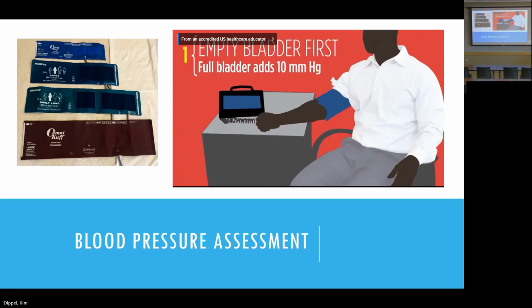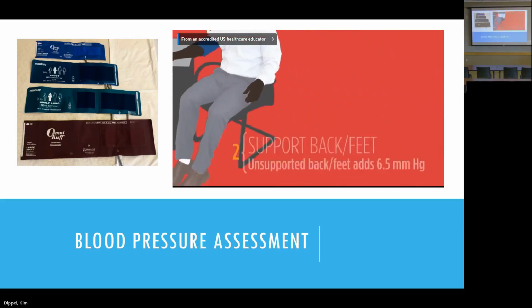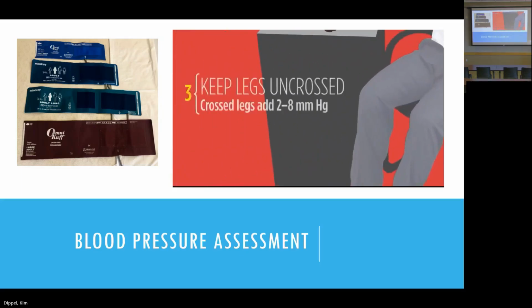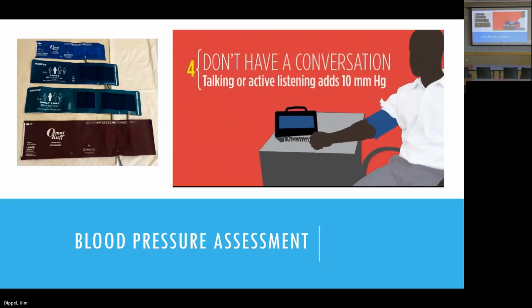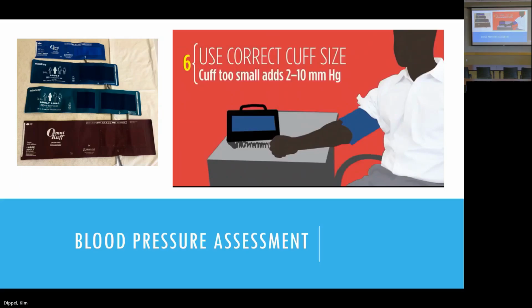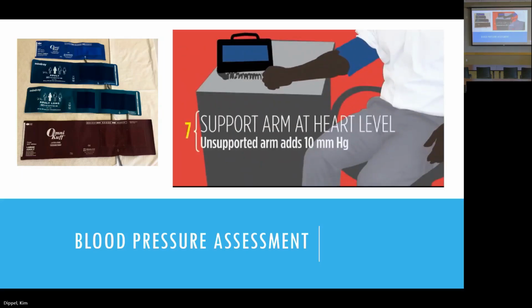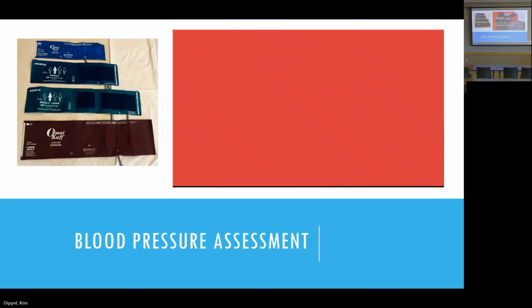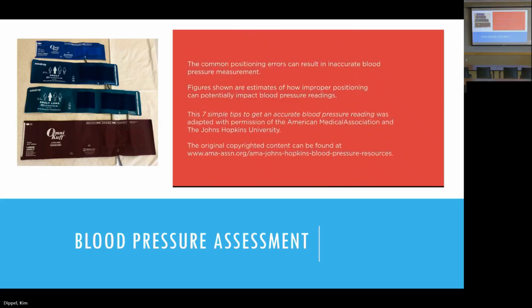So the first one is make sure that the patient's bladder is empty, and then you want to support the back and feet. Keep the legs uncrossed. We see this a lot with women in bed. Don't have a conversation. Talking or active listening adds 10 millimeters of mercury. And put the cuff on a bare arm, not over clothing, and use the correct cuff size. Too small adds numbers, and support the arm at heart level. Unsupported arms. So these are common mistakes that people make.